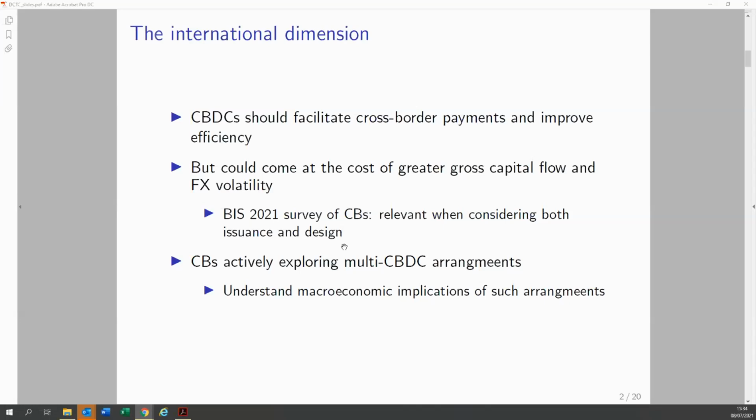Moreover, there are several institutions that are actively exploring multi-CBDC arrangements. And as Massimo also mentioned, it is interesting to start thinking about these policy games, where you think about who introduces a CBDC, when, how, and what kind of policy rule you use for it. So it's porting the literature on monetary policy coordination to this additional dimension. So it's very important to understand the macroeconomic implications of such arrangements, and we hope to provide a framework that helps towards that. So these are just two pictures that I wanted to show you very briefly.